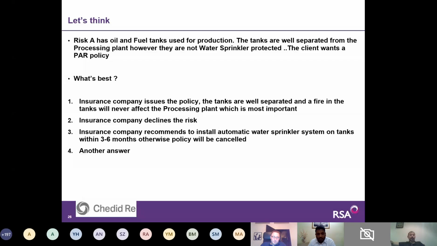and we will issue the policy. Or the insurance company declines the risk because the fuel tanks are not water sprinkler protected. Or the risk engineer makes a recommendation: okay, we will issue the policy, however, subject to installing an automatic water sprinkler system on the fuel tanks within 3 to 6 months. We will revisit and re-inspect. If you don't install this, we will cancel the policy. Sign here, sign there, thank you very much. Deal done. Or is there another answer?